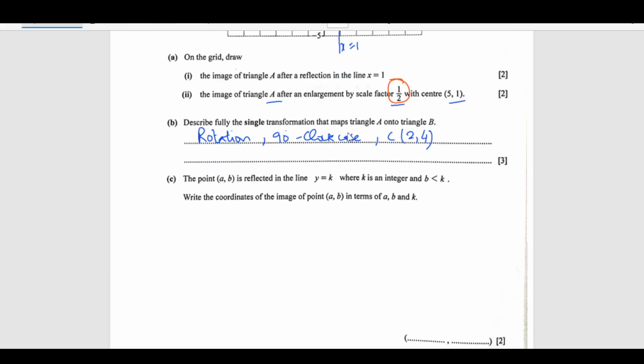Now part C, this is very tricky, guys. I took a while to understand this question. I'm trying to do this one. If you have some easy method, please let me know in the comment section. The point AB is reflected in the line y equals k, where k is an integer and b is less than k. So we have a point AB, right? And b is less than k, meaning this coordinate is less than k, and k is the line of reflection.